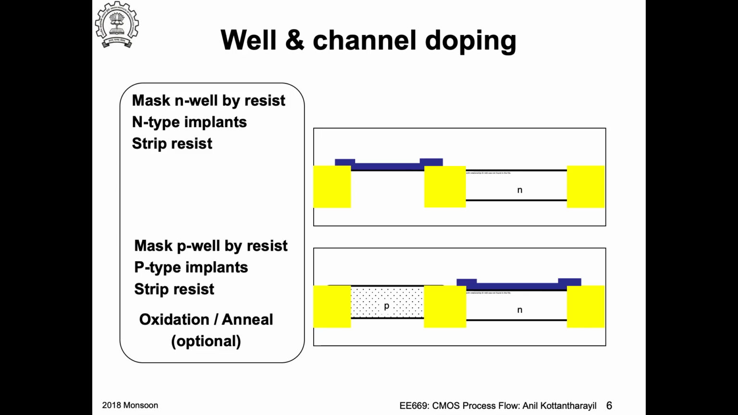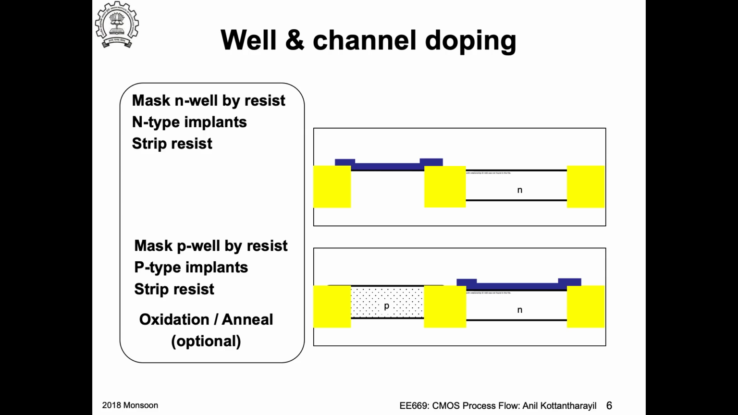So there are three types of implants, even though we call them N-type implants for the N well. One is the well implants, which are P, and multiple implants. And then there is an anti-punch through implant, which would be a medium range implant. And then you would do a shallow implant, which is used for controlling the threshold voltage of the devices.